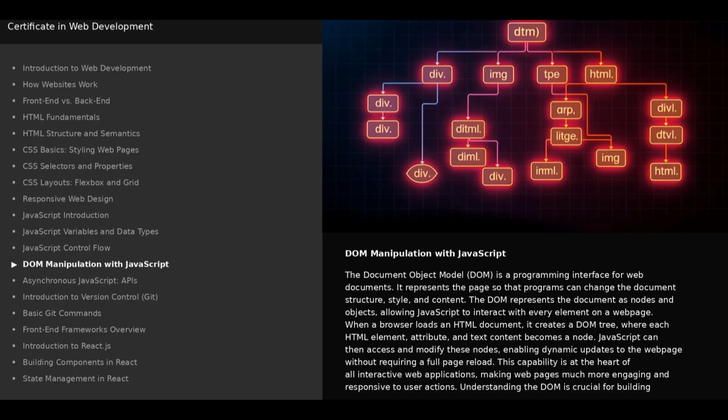When a browser loads an HTML document, it creates a DOM tree, where each HTML element, attribute, and text content becomes a node. JavaScript can then access and modify these nodes, enabling dynamic updates to the web page without requiring a full page reload. This capability is at the heart of all interactive web applications, making web pages much more engaging and responsive to user actions. Understanding the DOM is crucial for building dynamic user interfaces.